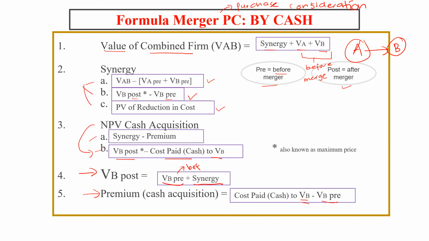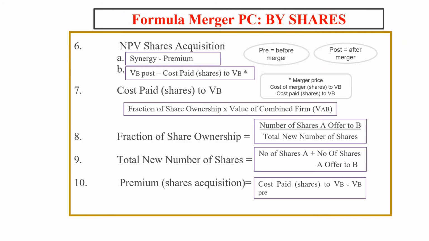And if the question, sometimes in the question, it will state it as maximum price. So what is maximum price here is a VB post. Sometimes another name for it is maximum price. When there is maximum price, we consider that as VB post.